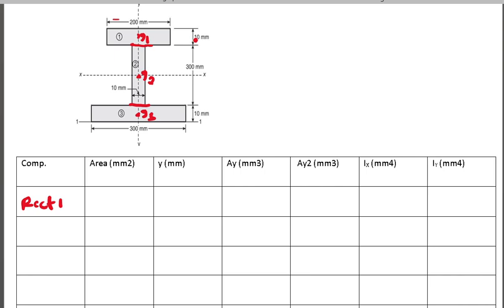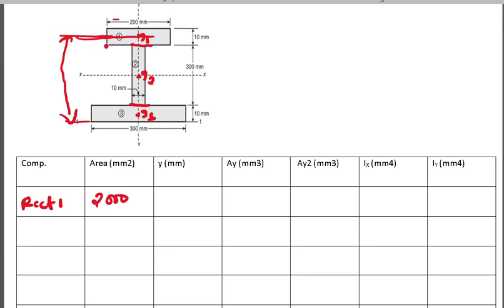Here, this is the width and this is the depth of component 1, that is 200 into 10. The value will be 2000 mm square. Next, y means the distance between the centroid of component 1 and the x-axis.